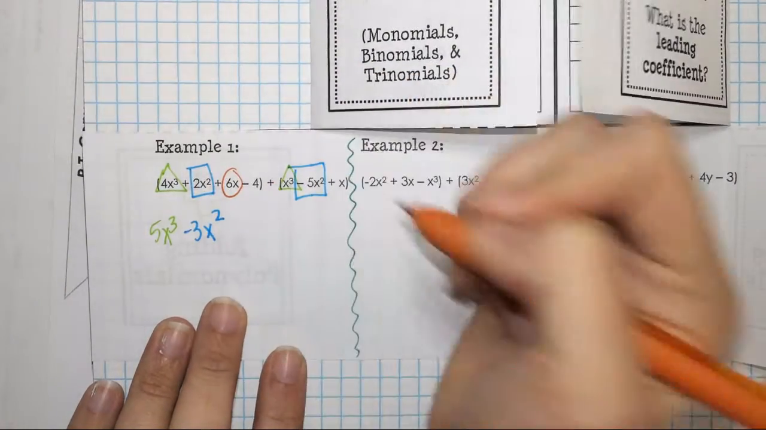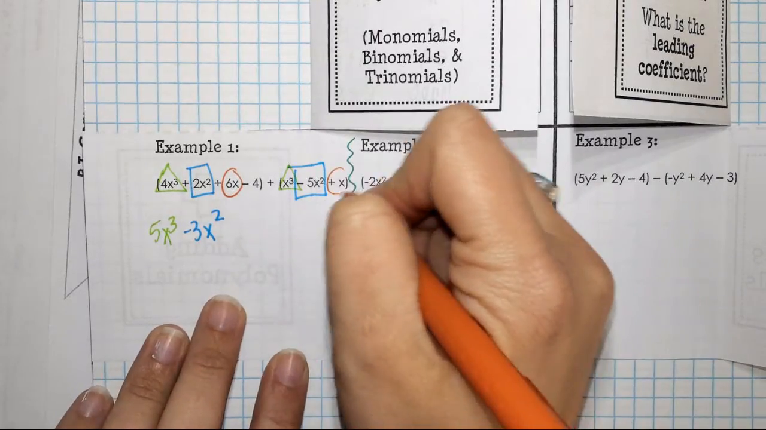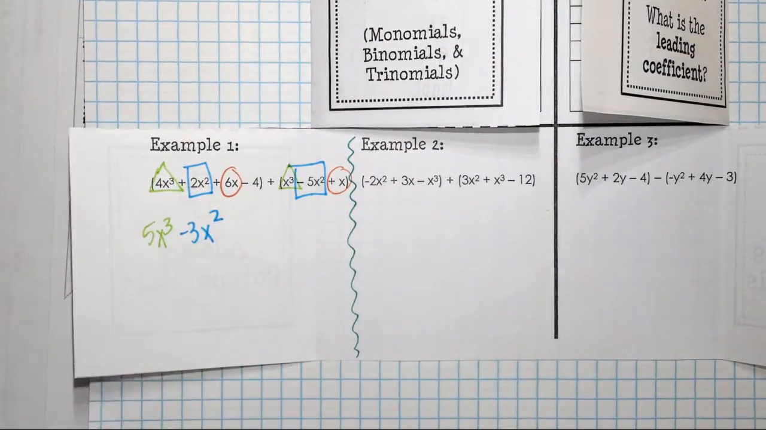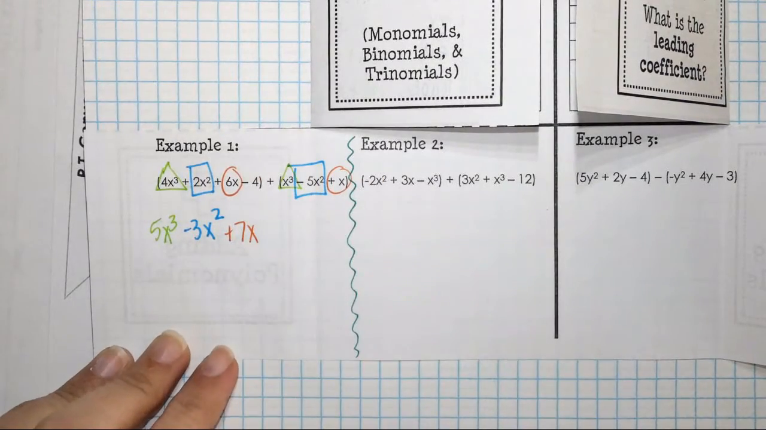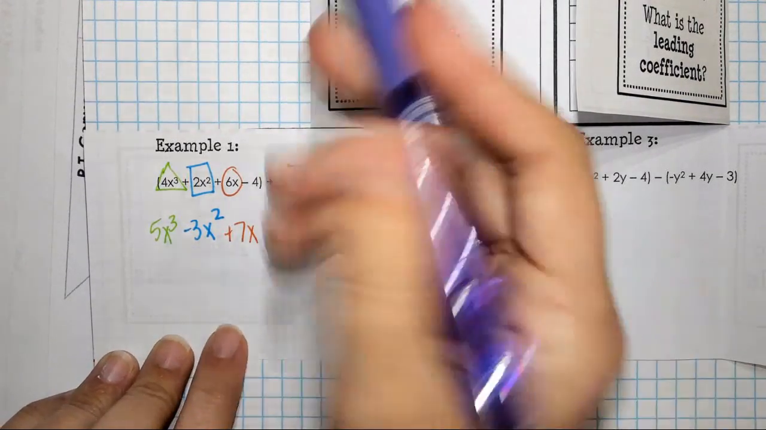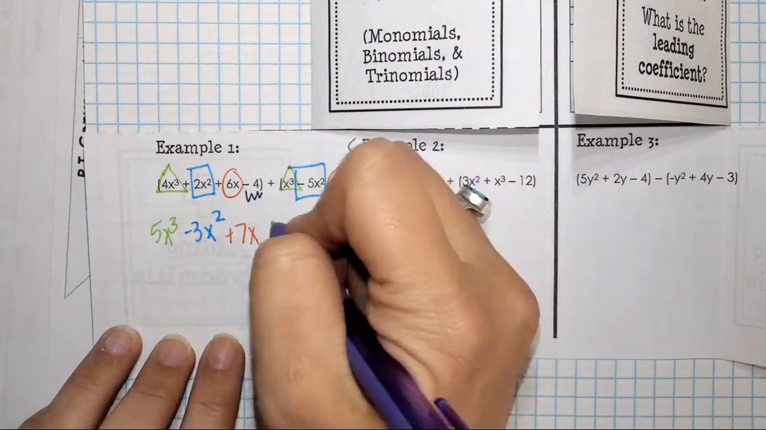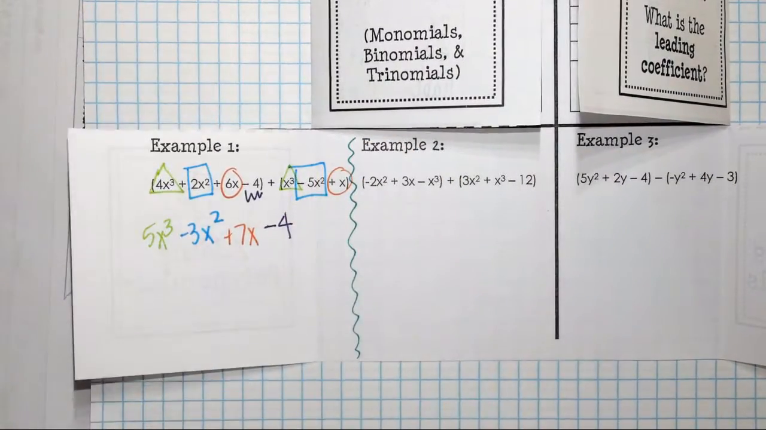And now we're going to match up 6x and x. So what's 6x plus x? 7x. Do we have anything to add with the negative 4? No. So we just write minus 4.